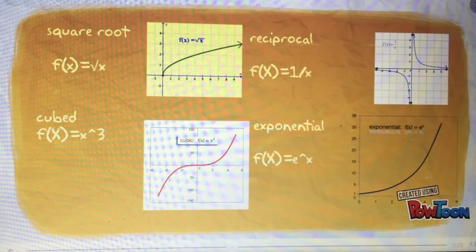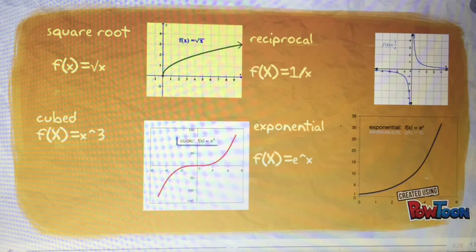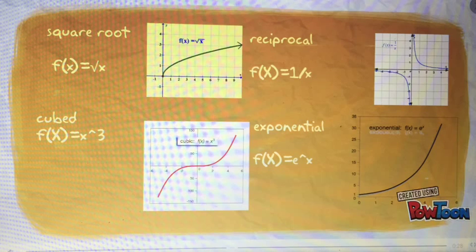These are the next 4 functions. The first one I have is the square root function, which is f(x) equals the square root of x. The next function is the reciprocal parent function, which is f(x) equals 1 over x. The third one is the cube parent function, which is f(x) equals x cubed.